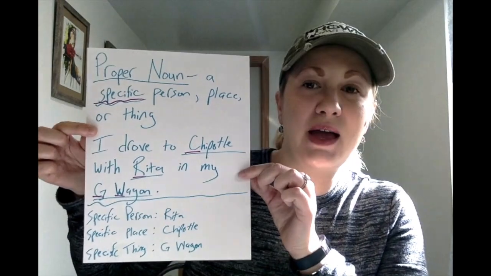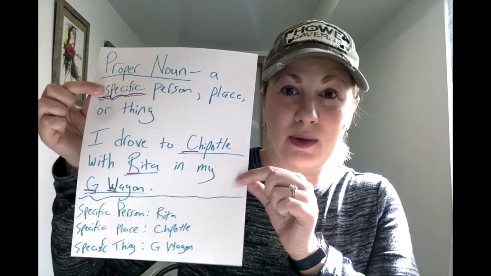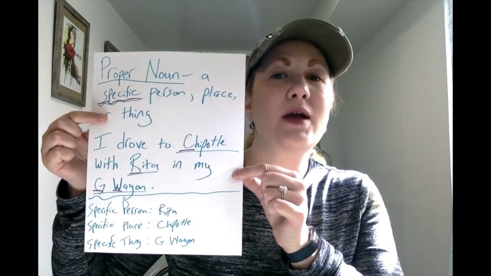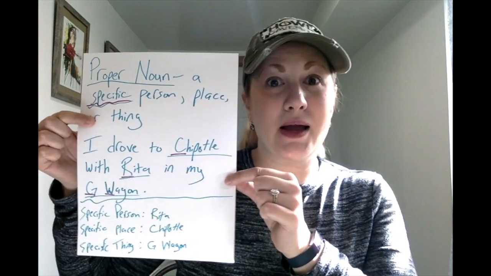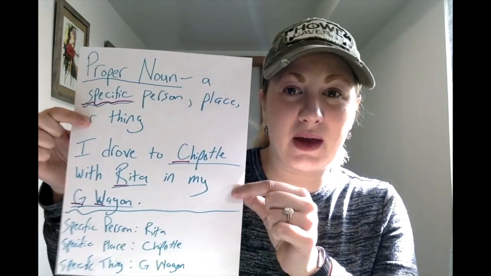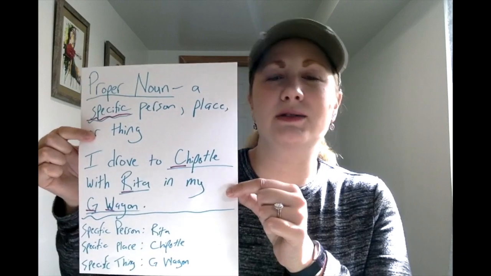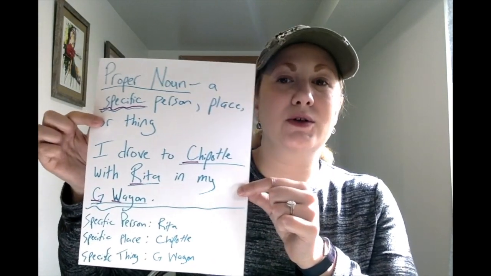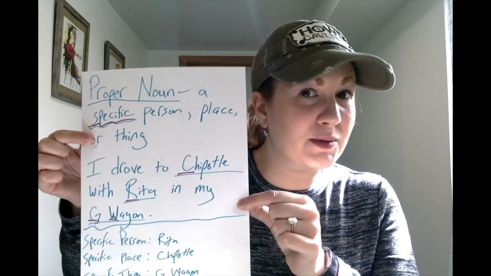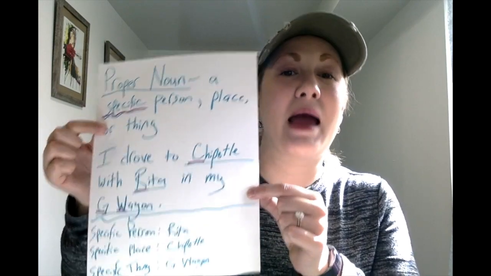I'm going to give you a similar sentence, but we're going to use proper nouns instead, okay? A proper noun, here's your difference, is a specific person, place, or thing. So here's your sentence instead with proper nouns. I drove to Chipotle with Rita in my G-Wagon. So still we have a person, a place, and a thing, but they're specific in this sentence. It's not just a store, it's Chipotle. It's not just the girl, it's Rita. Okay? So those are proper nouns. Chipotle, Rita, G-Wagon. If it's a specific person, place, or thing, it's a proper noun and it should be capitalized. You should use a capital letter on that word.